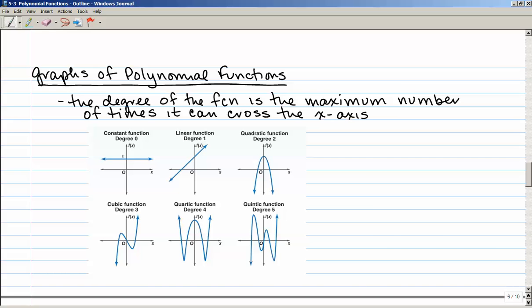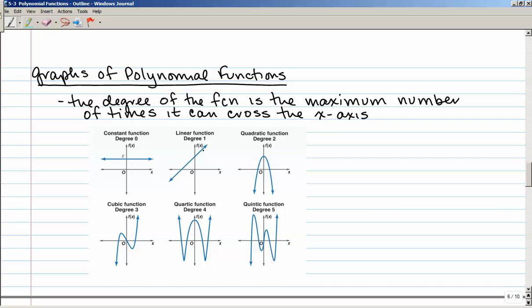So a constant function has a degree of 0. So this would be something like f of x equals 3, which is the same as y equals 3. It's a horizontal line, and the number represents where it crosses the y-axis. This will never cross the x-axis unless, of course, it's the function, I guess, f of x equals 0, which would be the x-axis.